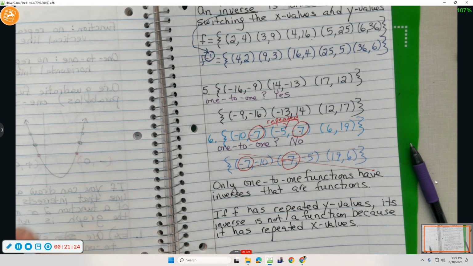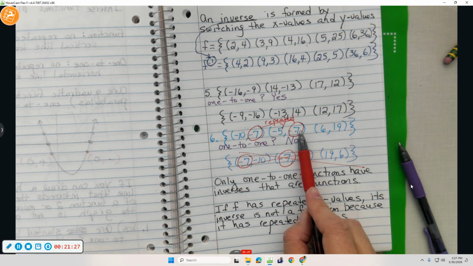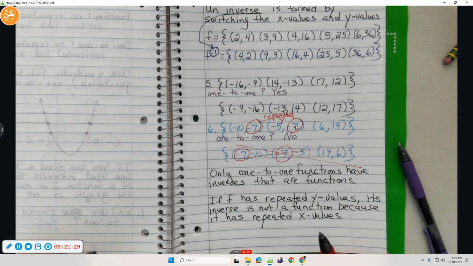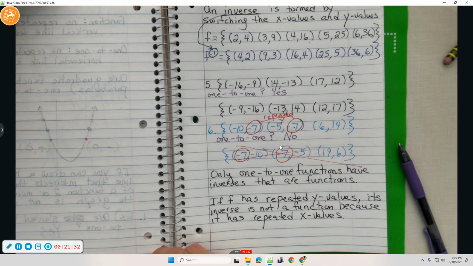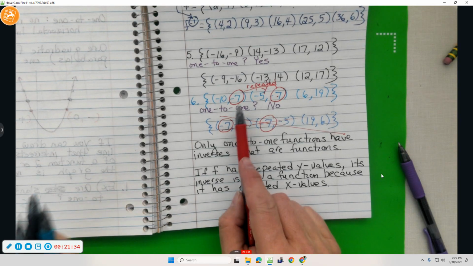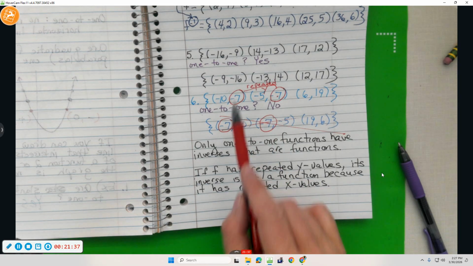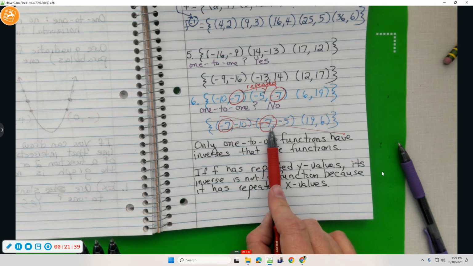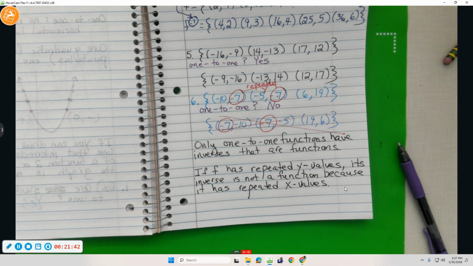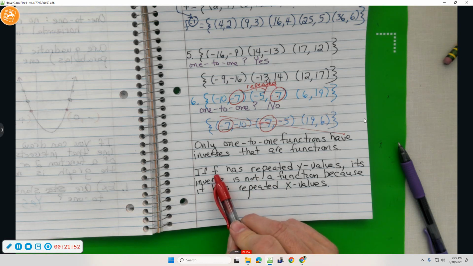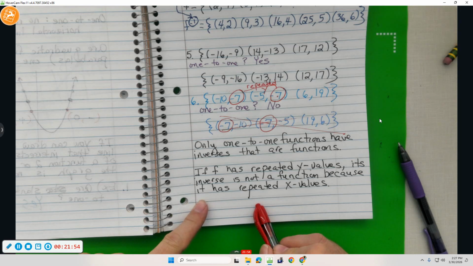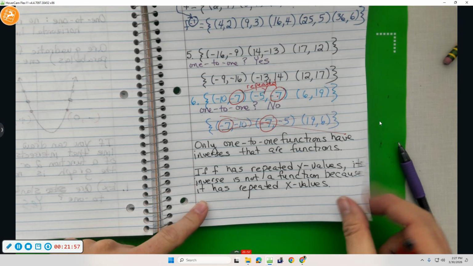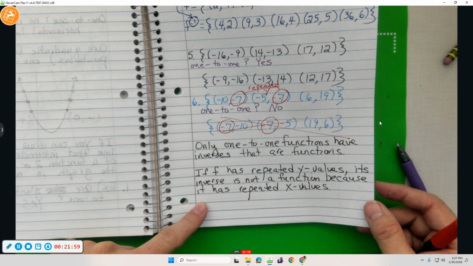So, if there's repeated y's, oh wow, that looks so messy. You can tell I didn't win a penmanship award. Right? If there's repeated y values, then when you switch them, you have repeated x values, which means it's not a function. Only one-to-one functions have inverses that are functions. In other words, if there's repeated y's in f, then the inverse has repeated x's. And we're only interested in one-to-one functions from here on. Okay?